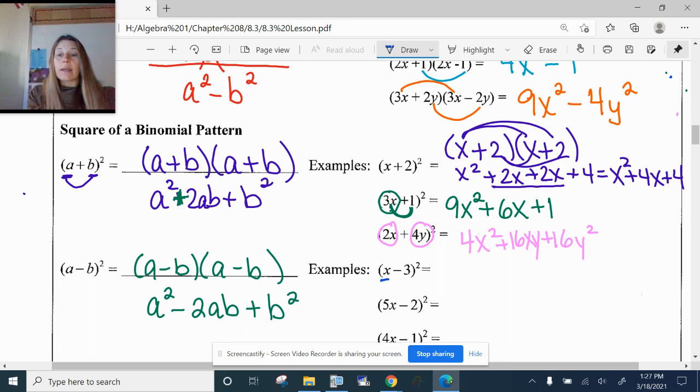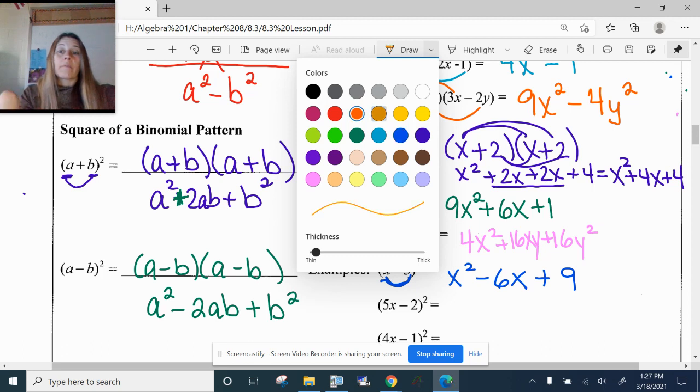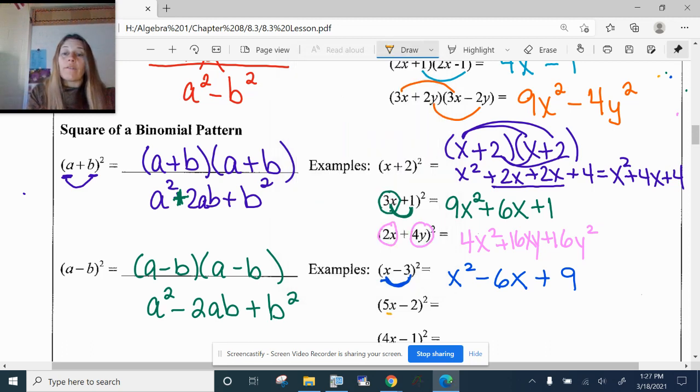So here, x squared, or x times x. In the middle, I've got to multiply these together. So x times negative 3 is negative 3x. I'm going to double it to get negative 6x. And then negative 3 times negative 3 would be positive 9. Okay, then the next one, 5x times 5x is 25x squared. 5 times negative 2 is negative 10x, and I'm going to double it to get negative 20x. And then negative 2 times itself is positive 4.